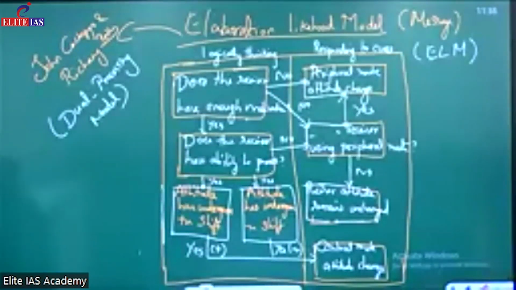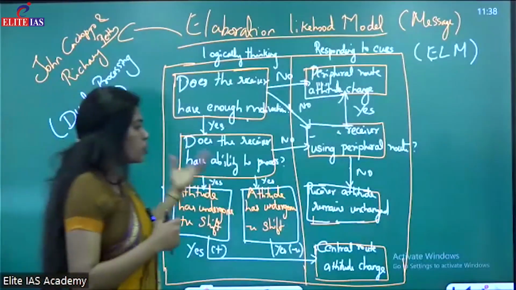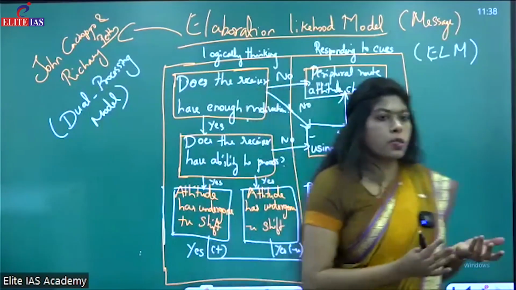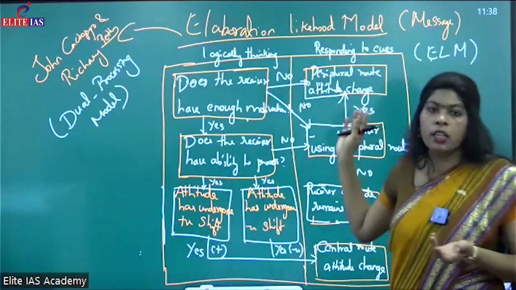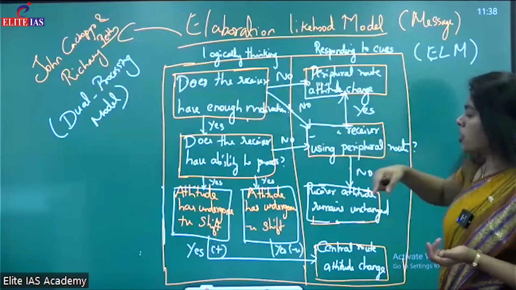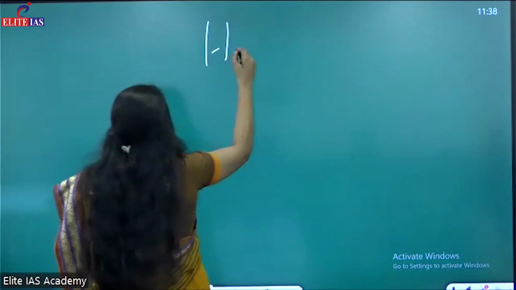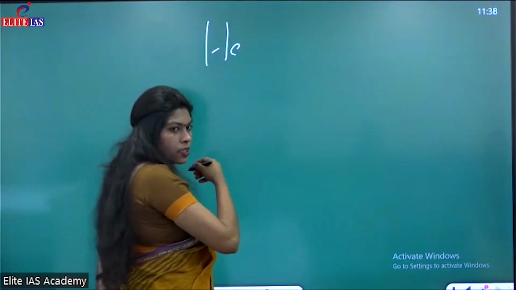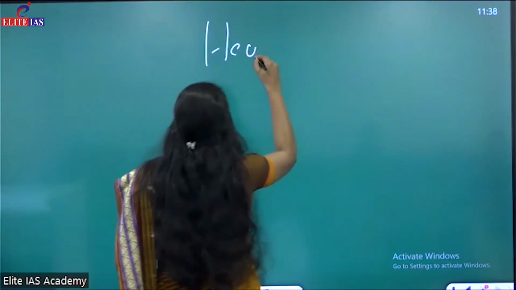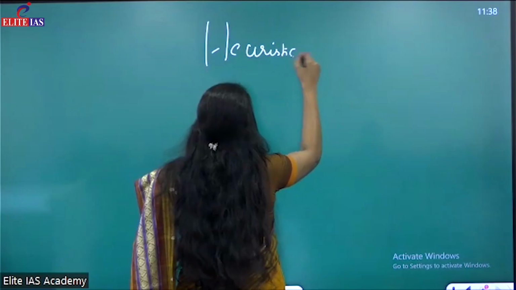So have you done? Shall we start? See, according to this model, there are two paths which will be used by a human. Next one is the heuristic processing model. This is the elaboration likelihood model, so this is also called the dual processing model. Next one which we will study is heuristic processing.